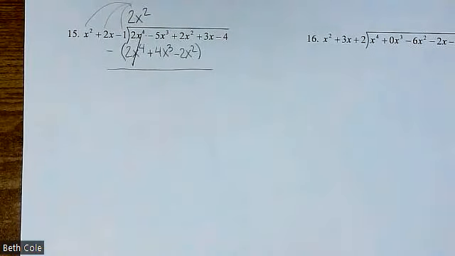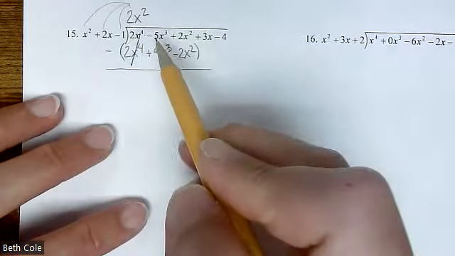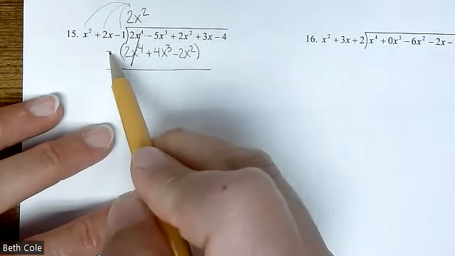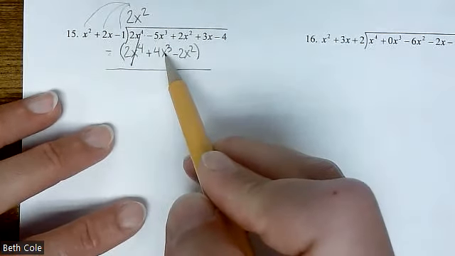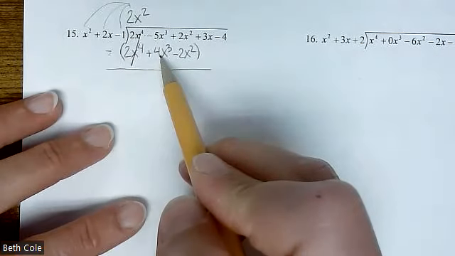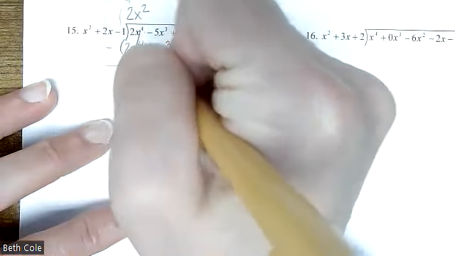Hey, Miss Cole, will that happen every single time? If you've done it correctly, yeah. You want that first term to go away. So let's do the next one. It's -5 minus 4. You're subtracting. -9x to the 3rd.